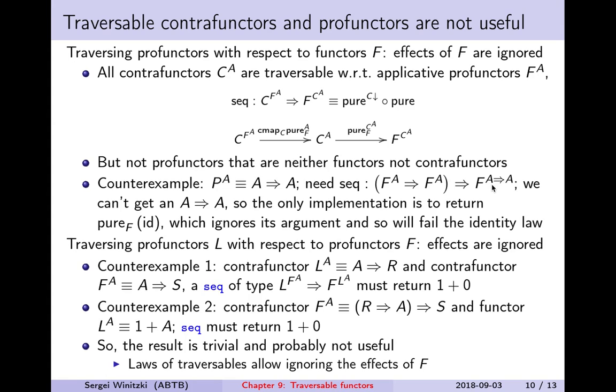So the only way to implement this type signature is to return pure F of identity here. But that ignores its argument. And functions that ignore their argument will not respect the identity law. They will not preserve information.